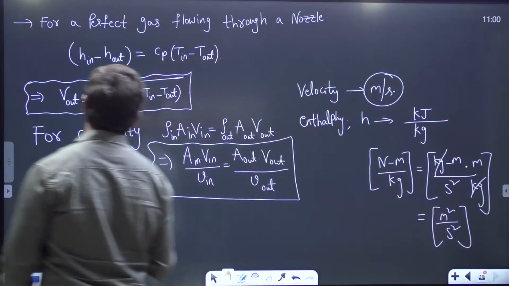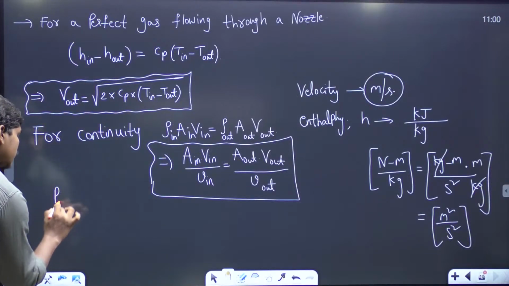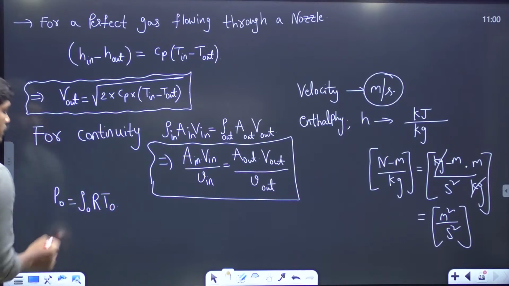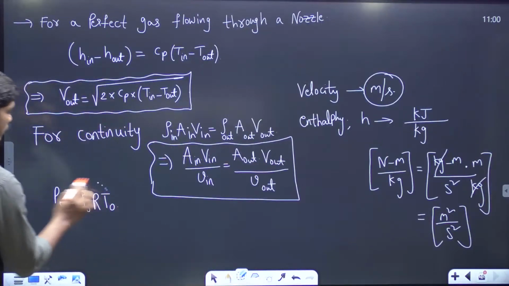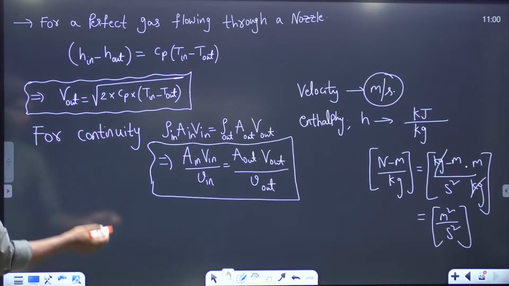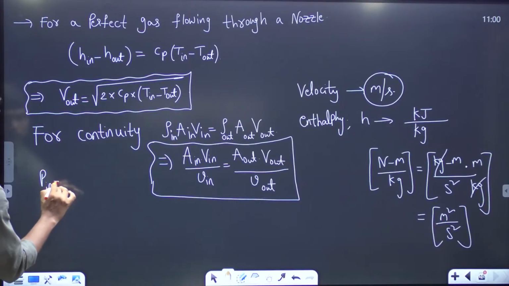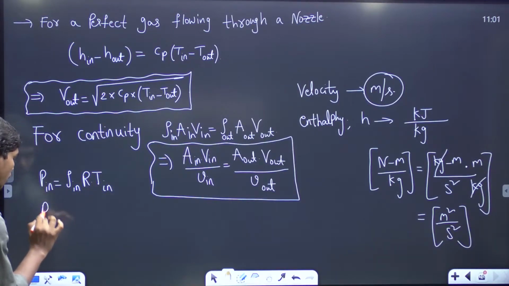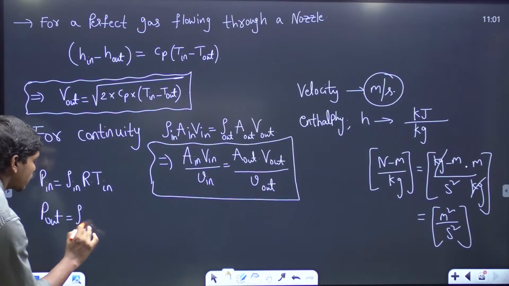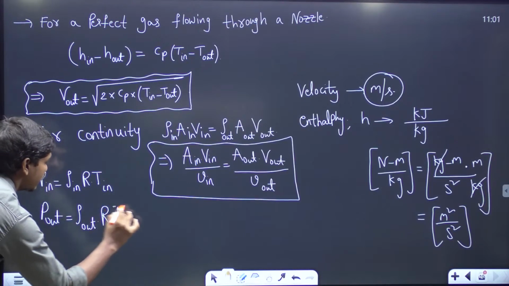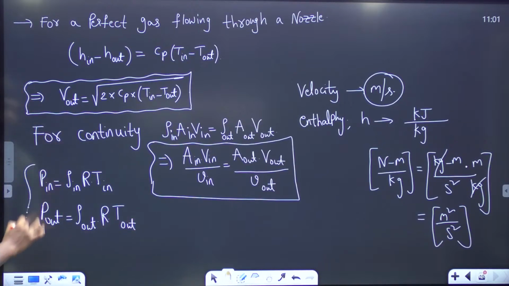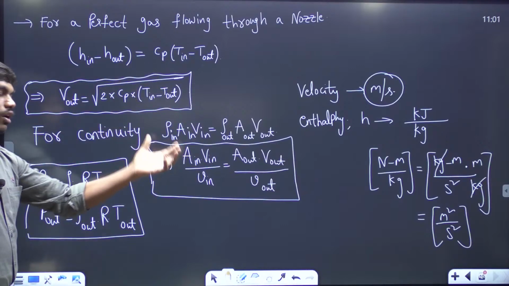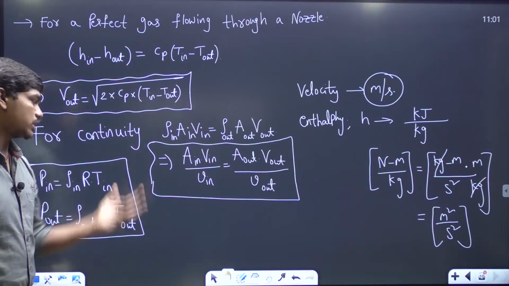So you can calculate area at the outlet as well. P naught is equal to rho naught R T naught. Basically, if you know the pressure at inlet, you can get the temperature at inlet if you know the density of the fluid at inlet. So P in is equal to rho in R into T in. P out is equal to rho out into R into T out. You can use all these equations, because all of these indicate the common relation between temperature, volumes, velocities, and all these things. Correct?